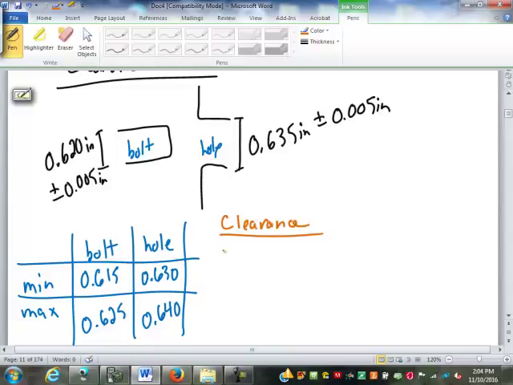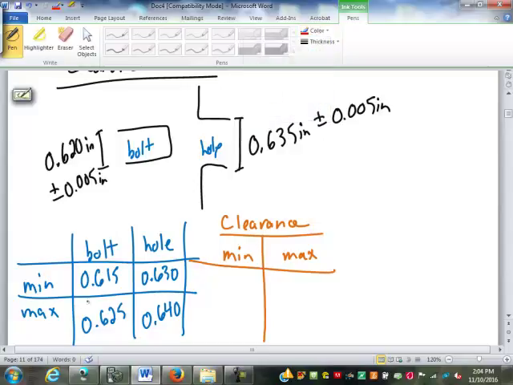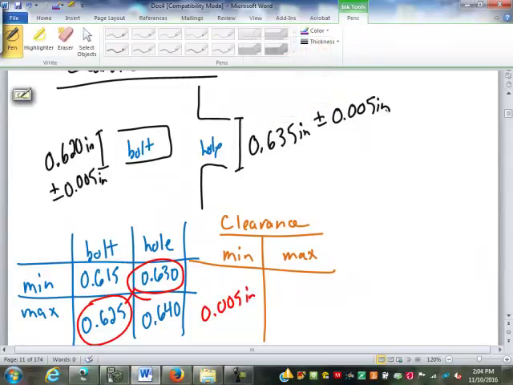So now we're going to talk about clearance. The minimum clearance comes when the bolt is large and the hole is small. How much clearance is that? 5 thousandths is the only difference between them. A couple specks of dust might bind that up. Now, if you get any sort of grease or rust or anything like that on there, it is going to bind.